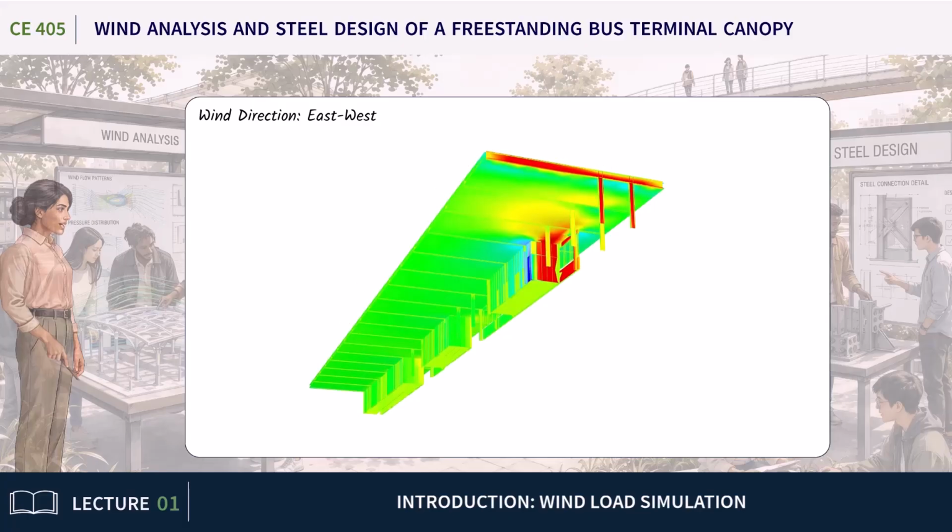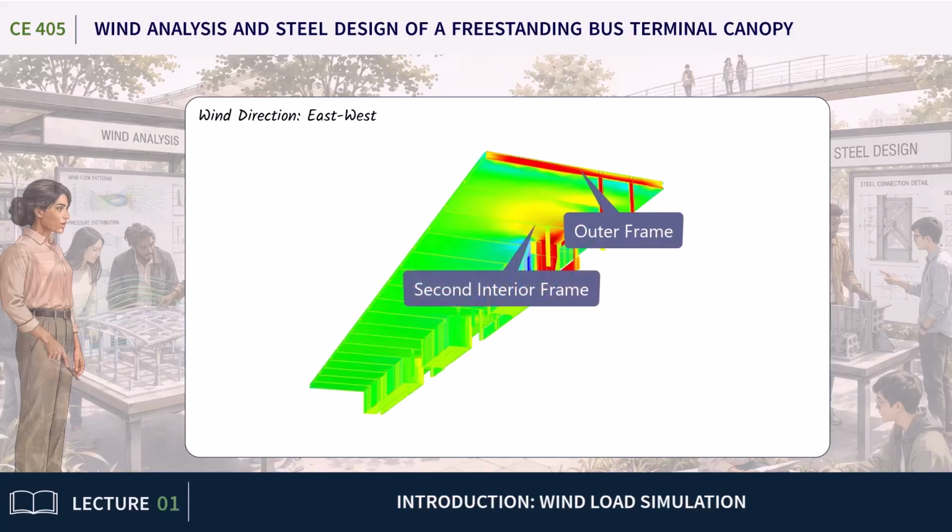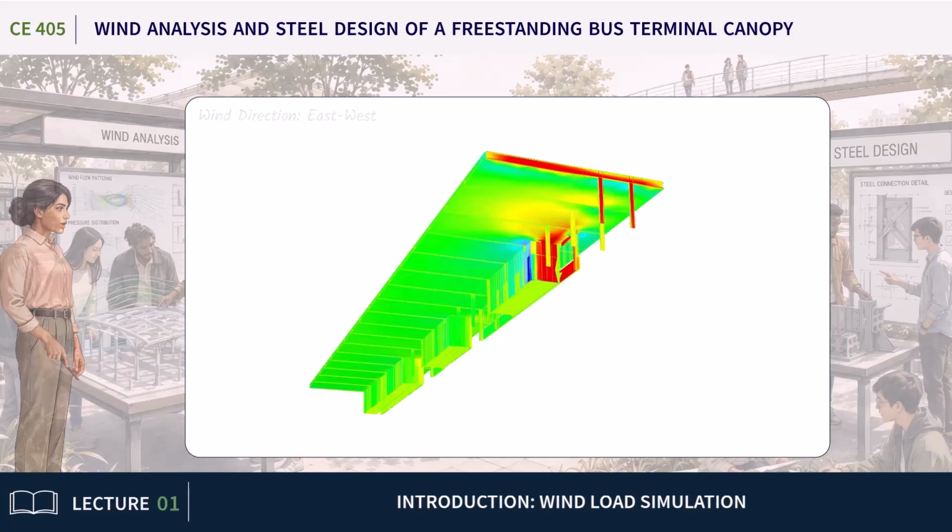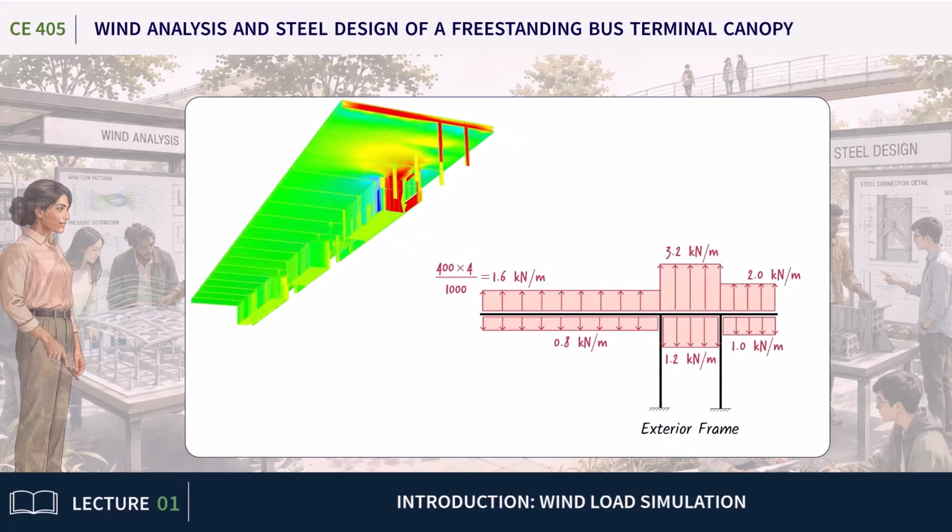The partition walls cause pockets of positive pressure, shown in yellow and red on the diagram. This means a few specific frames, especially the outer frame and the second interior frame, see higher loads than the rest. For the exterior frame, both top and bottom surfaces experience negative pressure of different magnitudes.